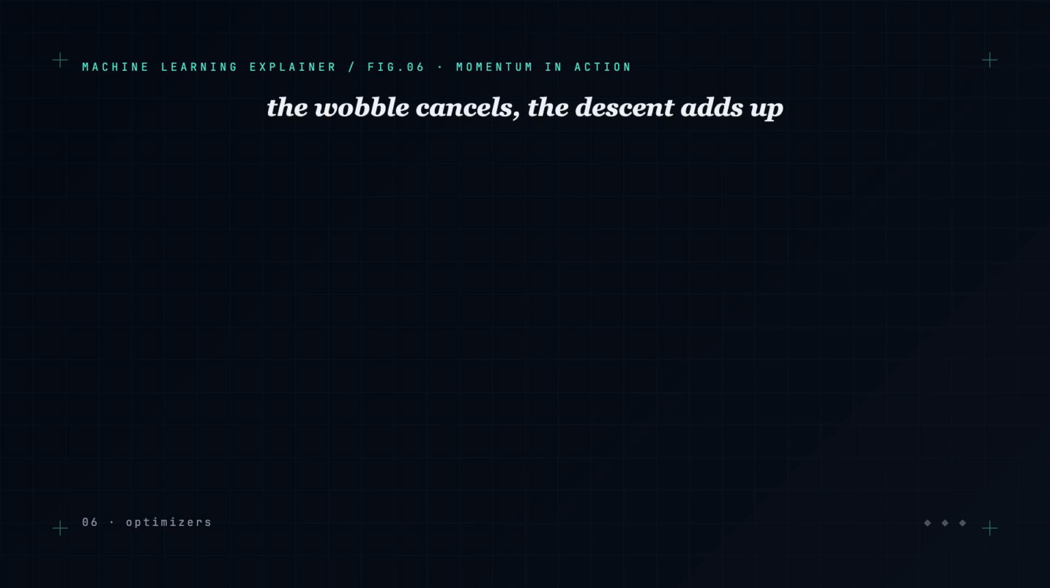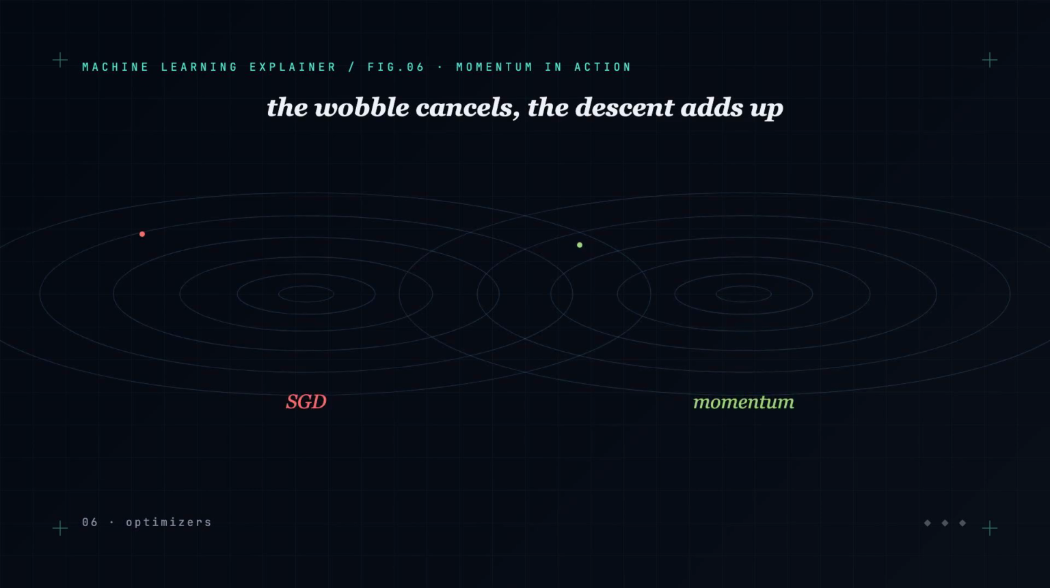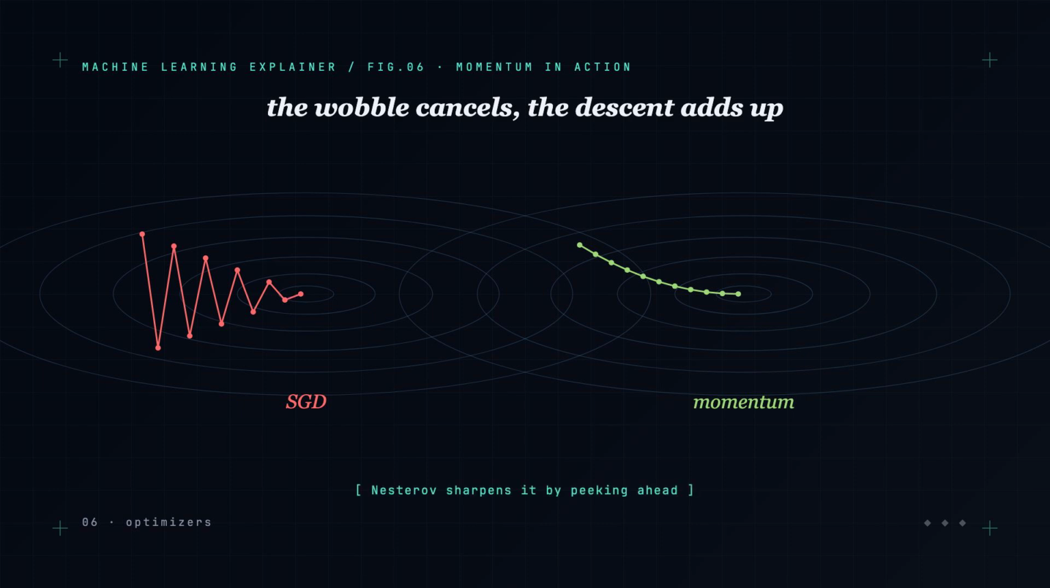Watch the difference in that same ravine. Plain SGD zigzags across the walls. Momentum smooths the path. The sideways wobbles cancel. The downhill direction adds up, and it sails to the bottom far faster. A close cousin, Nesterov momentum, sharpens this further by peeking ahead before it steps. Momentum solves problem 1. Now for problem 2.